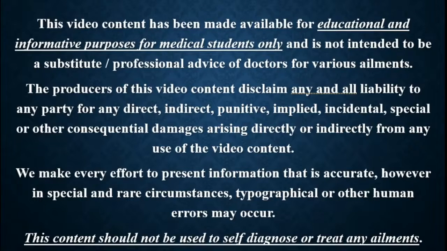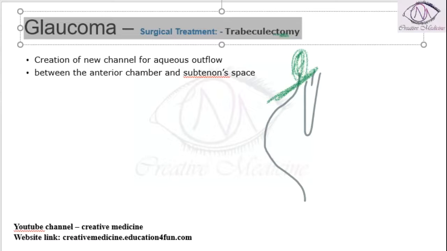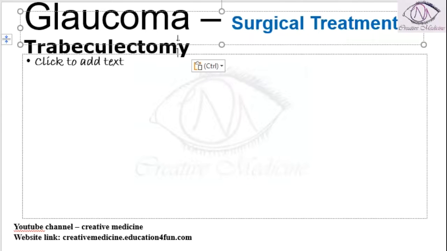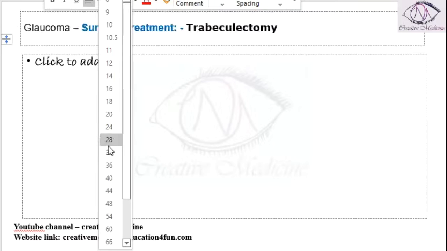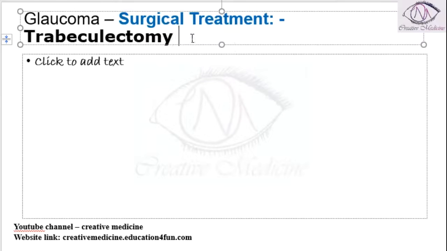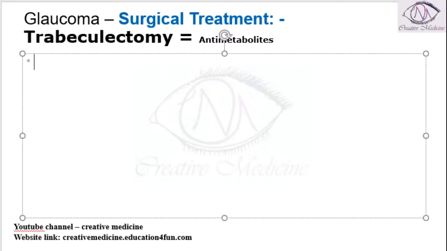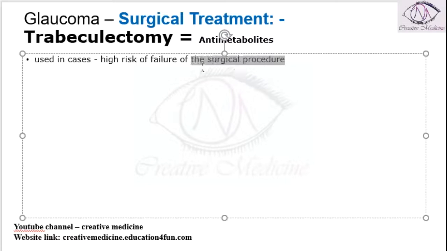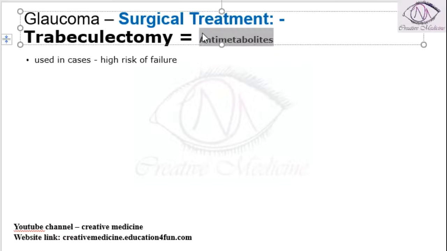In this lecture, we will learn about the surgical treatment of glaucoma. In trabeculectomy, we use some antimetabolites. Why do we use antimetabolites? Antimetabolites are mainly used in cases where there is a high risk of failure of the surgical procedure. When you suspect that there is a high risk of failure of this trabeculectomy, then you can use these antimetabolites.